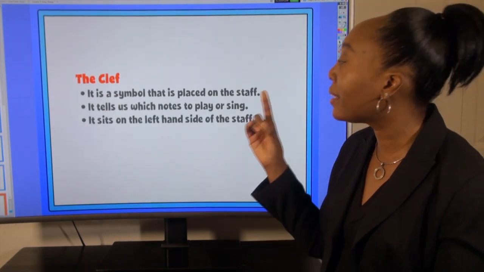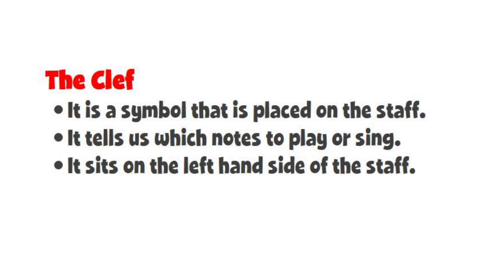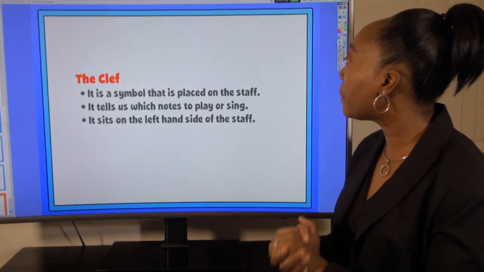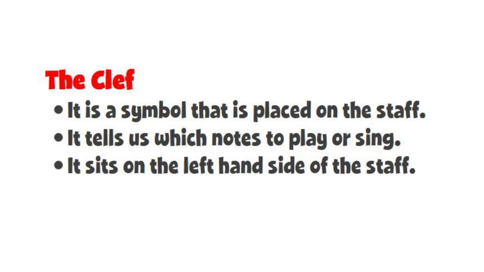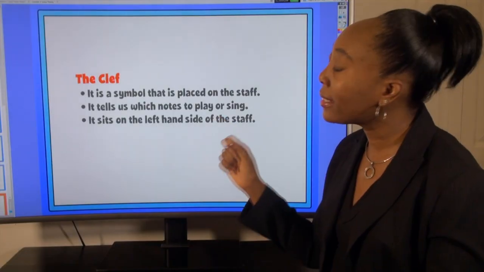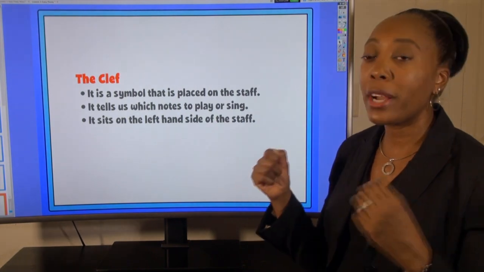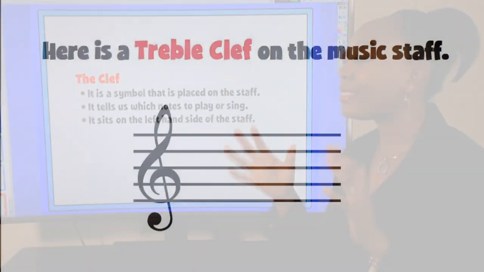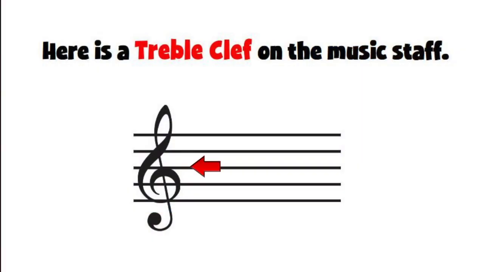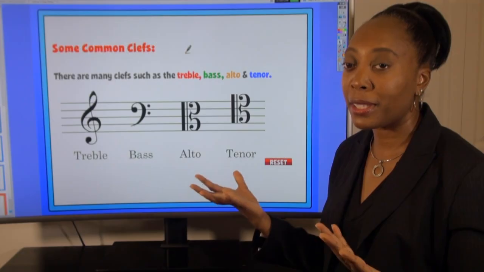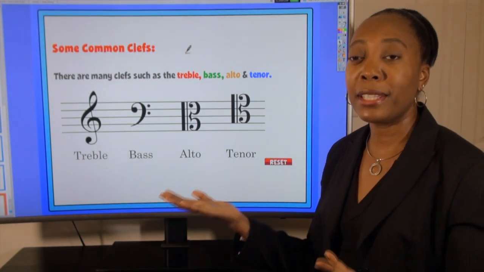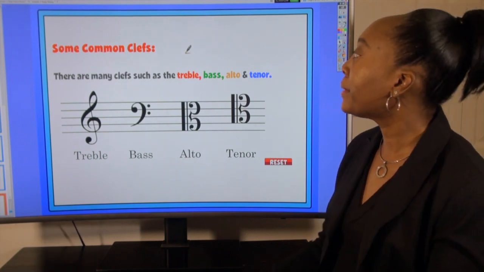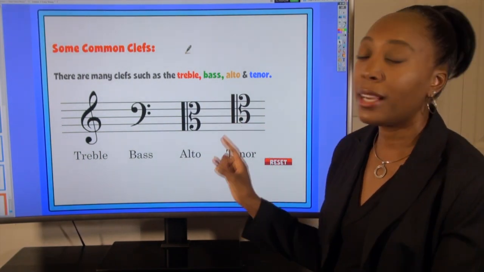Well, because we have a clef. And a clef is a symbol. A symbol means like a picture. A symbol that is placed on the staff. So you already know what a staff is. And this clef tells us what notes to play or what notes to sing, right? And it sits on the left-hand side of the staff. So just like when we're reading a book, we read from left to right, same way with music. So let's look at some common clefs.